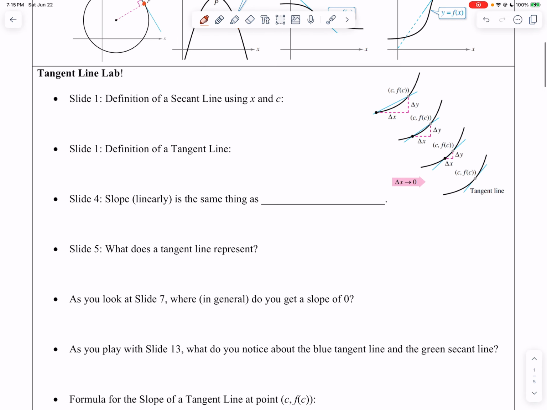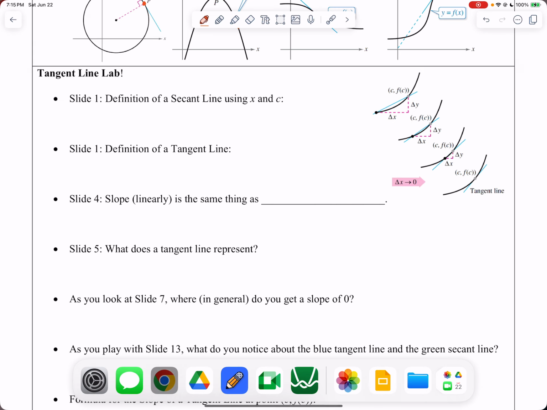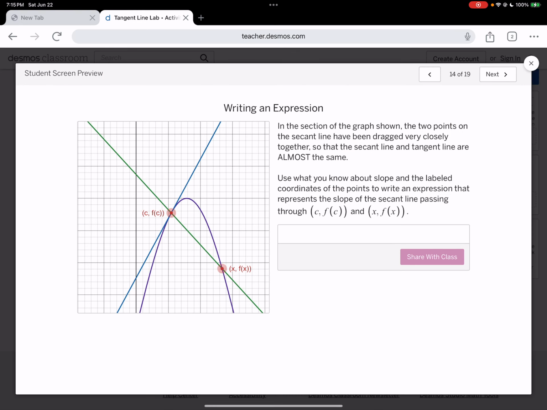And essentially with our secant line right here, what we're going to do is as we approach my point that I want to find the tangent of, my secant line right here in green, as I move this right here and move it closer and closer, you'll notice that my green secant line is eventually going to become my blue tangent line. So now our goal is to figure out how I can write this equation based off of these 2 points.